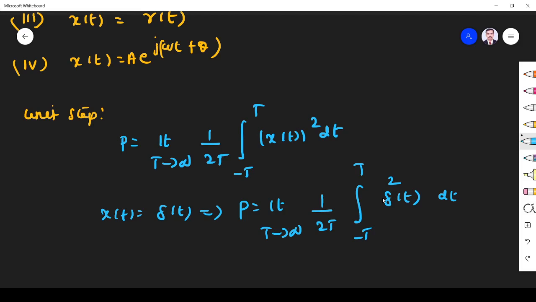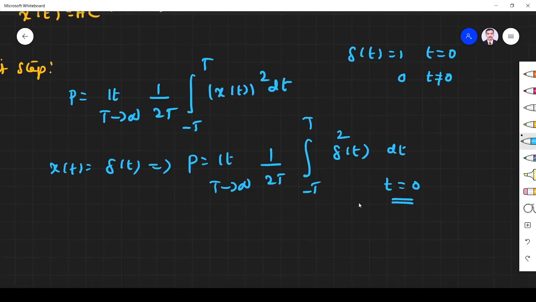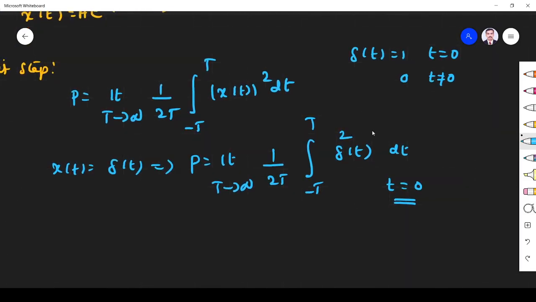Delta of t will have value only at t is equal to 0. What is the definition of delta of t? Delta of t is equal to 1 when t is 0, and 0 when t is not equal to 0. So only at t is equal to 0 it has a value of 1. So even though the integral varies from minus T to plus T, it has a value at t is equal to 0, and at that point the value is 1. So what will happen? Limit T tends to infinity 1 by 2T, and its total integration will become 1 only.